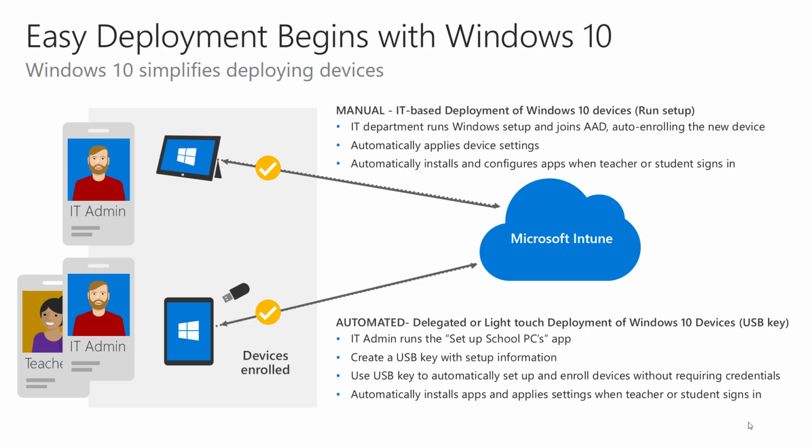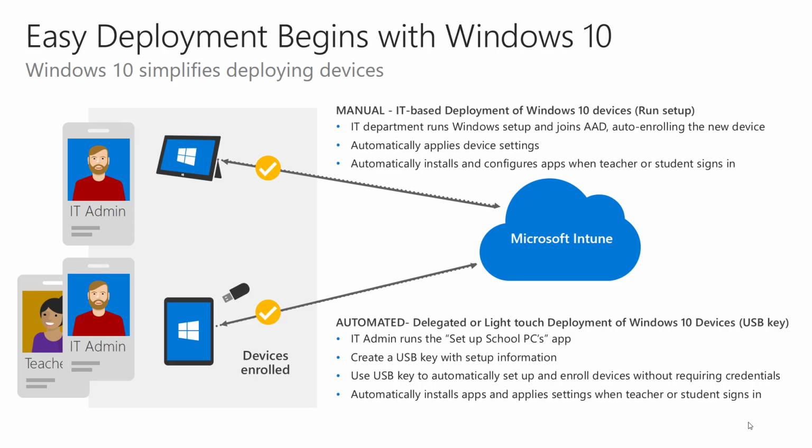But we could go through here and manually configure devices, getting them to join, etc. Alternatively, we can start running through the Setup School PCs app. With that bottom option, you'll see that there's a USB flash drive. Now, we don't necessarily have to use the flash drive. We could point to a network share.